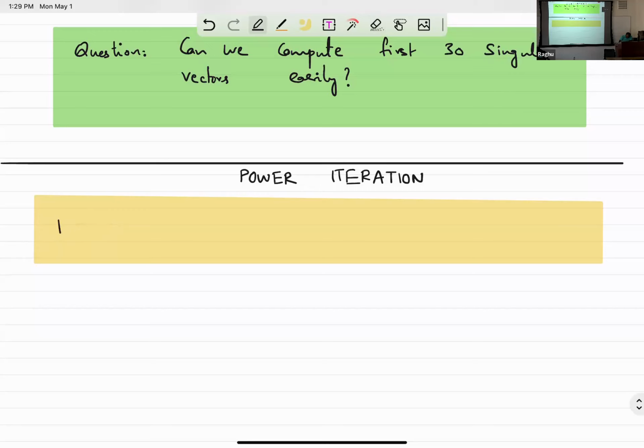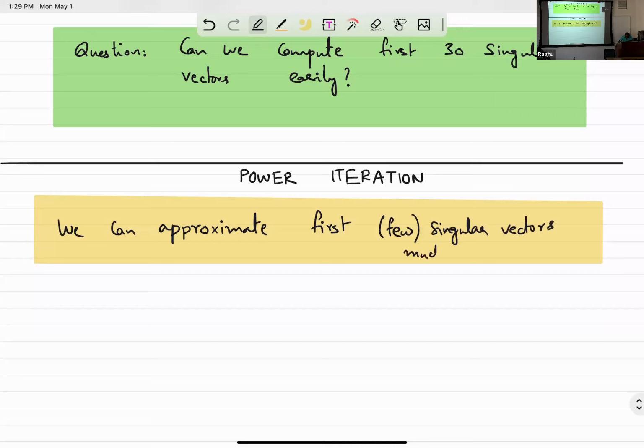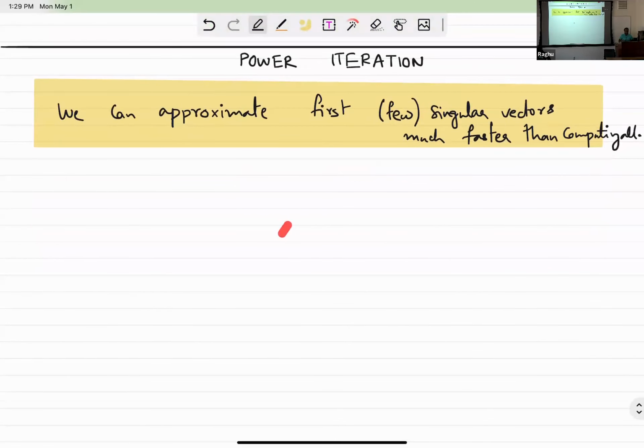And the punchline is we can approximate the first, I'll do it for the first one and then we'll work towards more, but the first few singular vectors much faster than computing all. So what we'll do is go over the idea today, and then in the next class, we'll actually formalize it, see how well we do, and then consider tweaks for it.